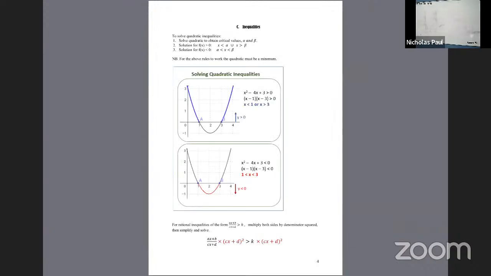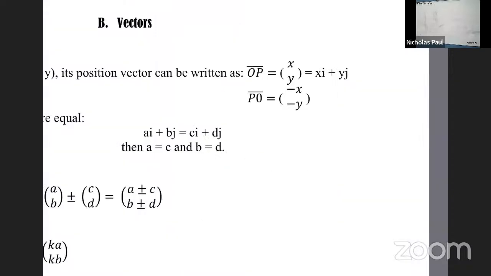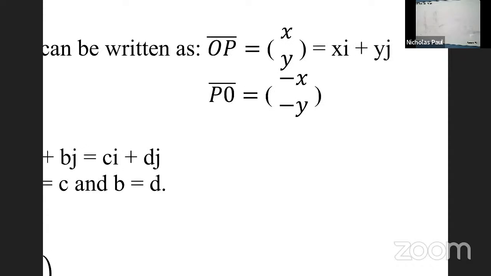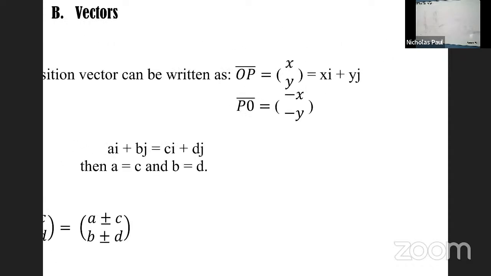All right, so in vectors, we looked at how to write a vector. You could write it like a column matrix, or put the i to represent the x direction and the j to represent the y direction. If you change the direction from P to O, you have to change the sign. So for example, if you have a point and the point is (1, 2), then the vector OP, you write it like this, (1, 2), or you write it like this, 1i plus 2j.